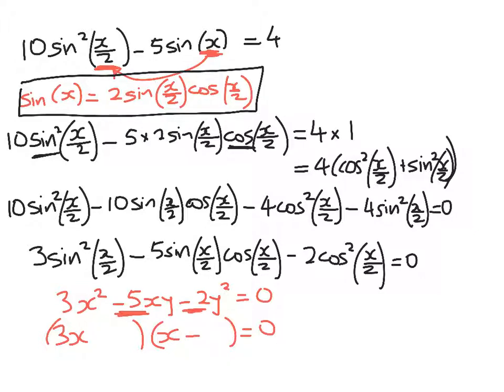So we can try minus 2y here plus y here, and let's see if that's going to work. And yes, it is. There's 3x squared plus xy minus 6xy is going to generate minus 5xy minus 2y squared. So that's all good. On the next slide, I'm going to rewrite it in terms of sine and cosine, and then we're going to solve those equations.